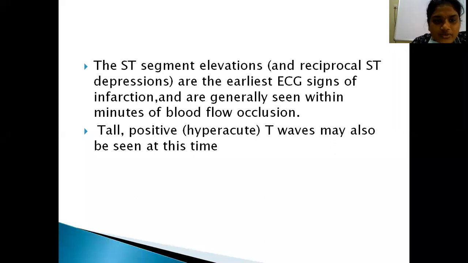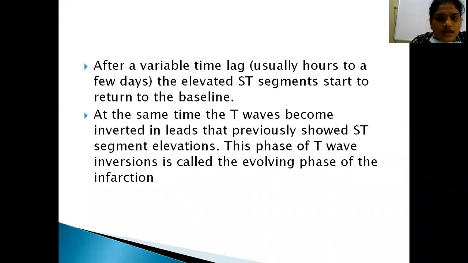So the ST segment elevation and the reciprocal ST depressions are the early ECG changes of the infarct and are generally seen within minutes of blood flow occlusion. Tall positive T waves may also be seen at this time. After a variable time lag, usually hours to a few days, the elevated ST segment starts to return to the baseline. At the same time, the T waves become inverted in the leads that had previously shown the ST segment elevations. This phase of T wave inversion is also called the evolving phase of infarction.